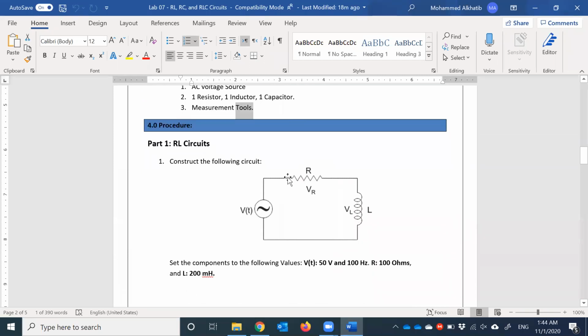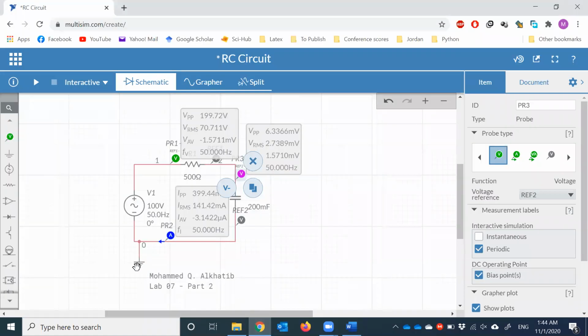And by the way, usually these schematics don't have the ground, but whenever we do simulation, we have to point the ground. So here is the ground. You must have this ground in every circuit, whether it is AC, DC, and so on. There will always be a need for a point of reference.